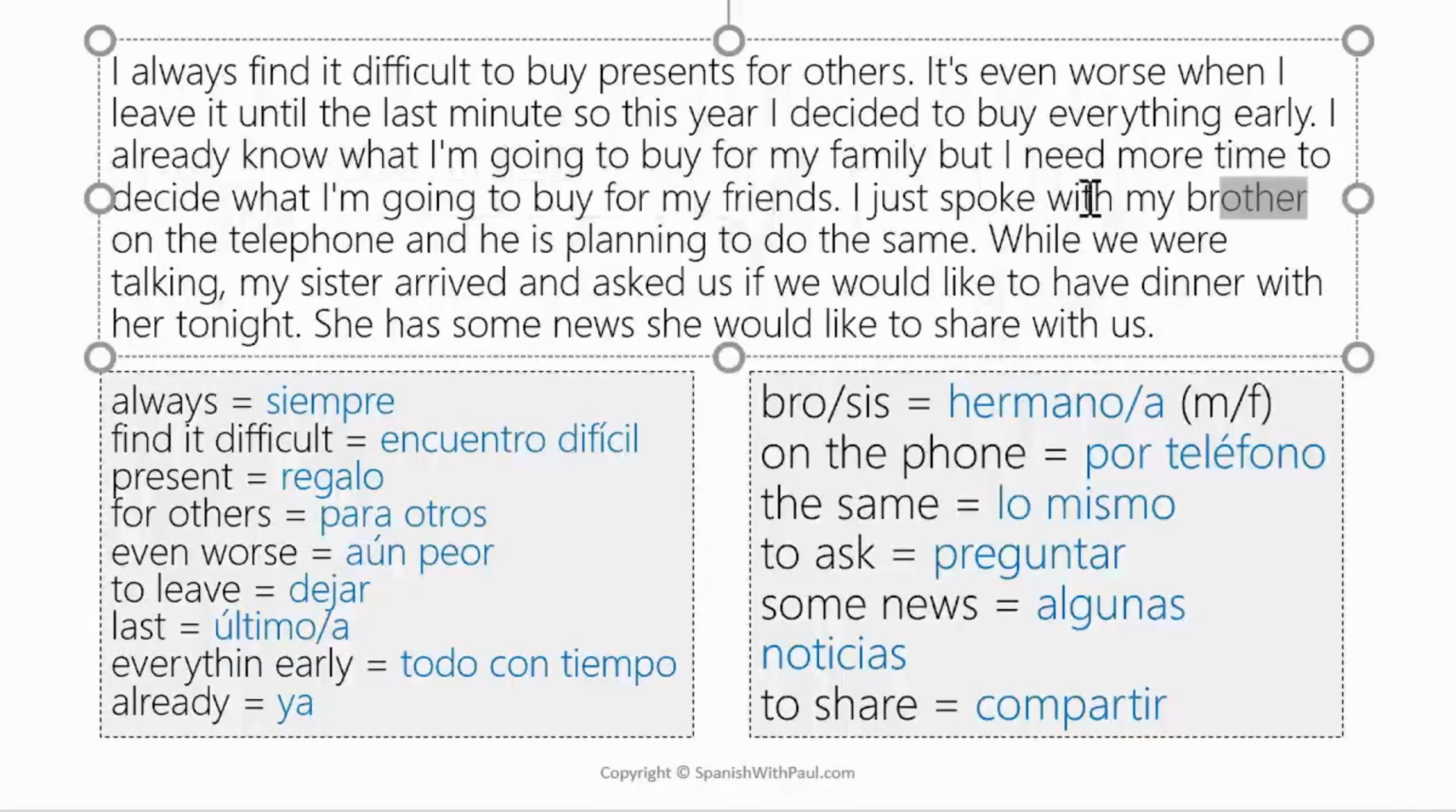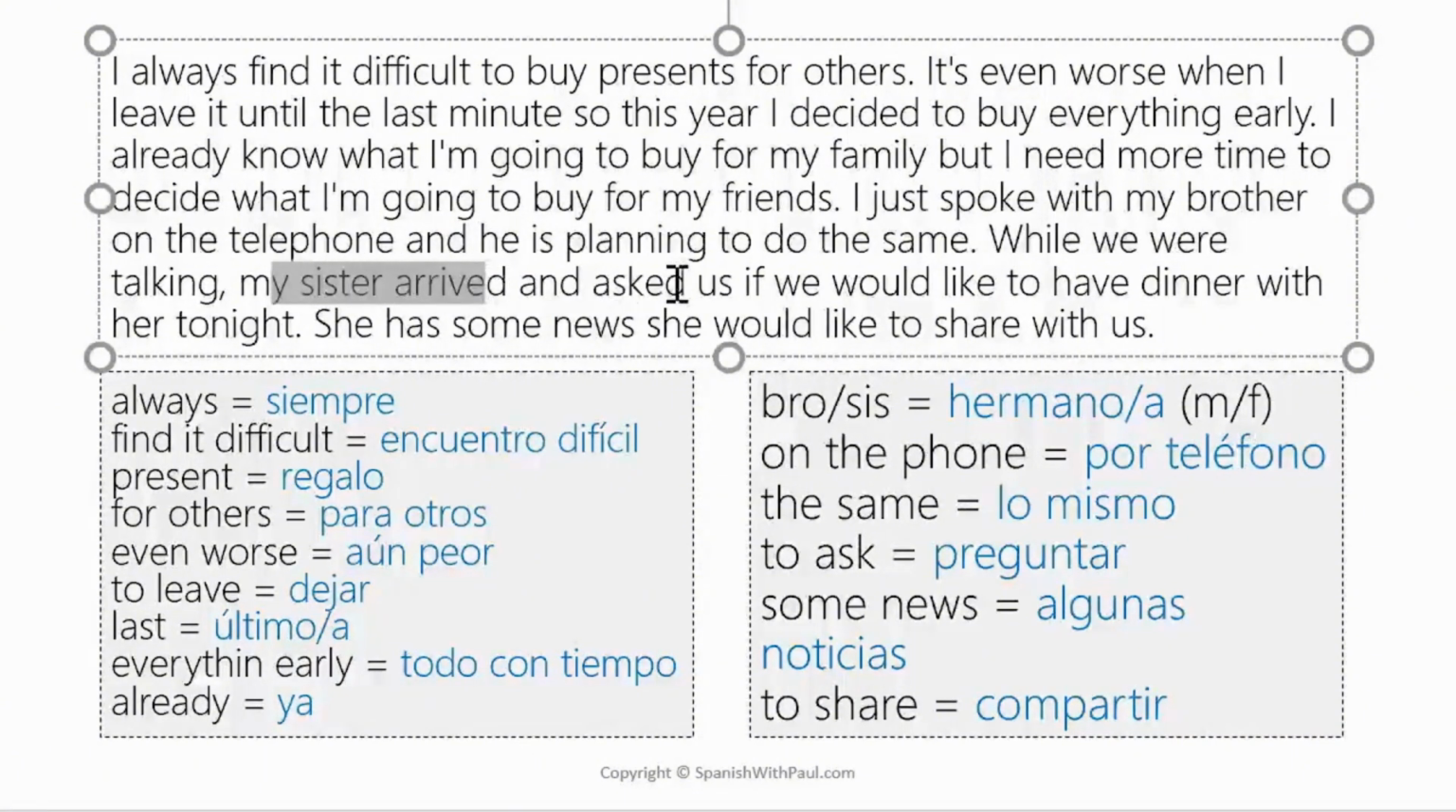Now we have more modal verb structure. So I just spoke with my brother. Acabo de hablar con mi hermano on the telephone, por teléfono. And he is planning, y está planeando hacer lo mismo. Now we have the past progressive, while we were talking. So, mientras estábamos hablando, this thing happened. My sister arrived. Mi hermana llegó.